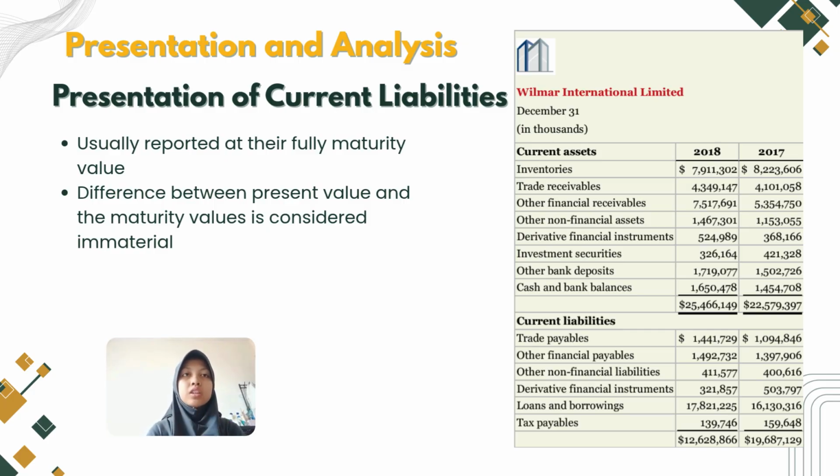So let's go to the presentation of current liabilities. Current liabilities are usually reported at full maturity value, and differences between the present value and the maturity value are considered immaterial. Here is an example from Lumen Limited. They have current assets, which are inventory, trade receivables, other financial receivables, other non-financial assets, derivative financial instruments, investment securities, other bank deposits, cash, and bank balances, shown for 2018 and 2017. There are also current liabilities, such as trade payables, other financial payables, other non-financial liabilities, derivative financial instruments, loans and borrowings, and lastly tax payable, also shown for 2018 and 2017.